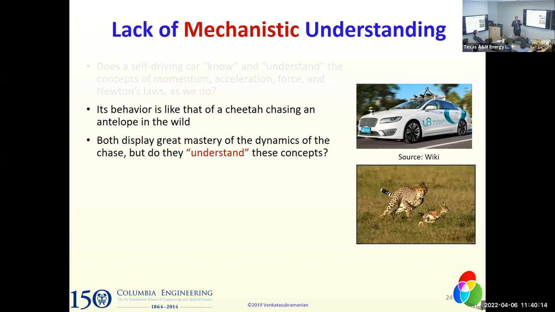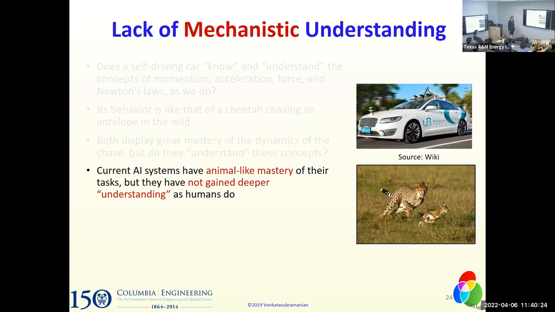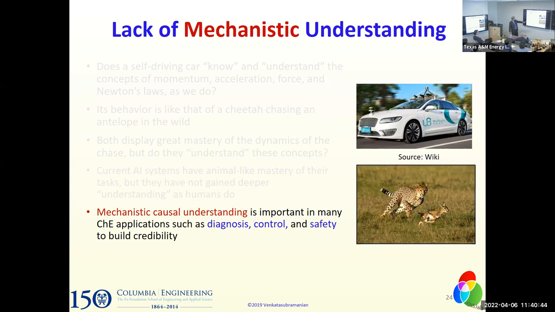In my mind, current robotic systems are more like animal-like mastery. They have achieved the animal-like mastery, but they don't have the deeper understanding of these things. And that, to me, is very troubling as a scientist. It is just not acceptable to me that we can rely only on black box models, which have this kind of animal-like mastery without a deeper understanding of the first principles. So our work has been, how do you actually put that in? Now, I'm also worried about it as an engineer, because knowing what goes on matters in certain safety critical applications like diagnosis, control, and safety, to build credibility.